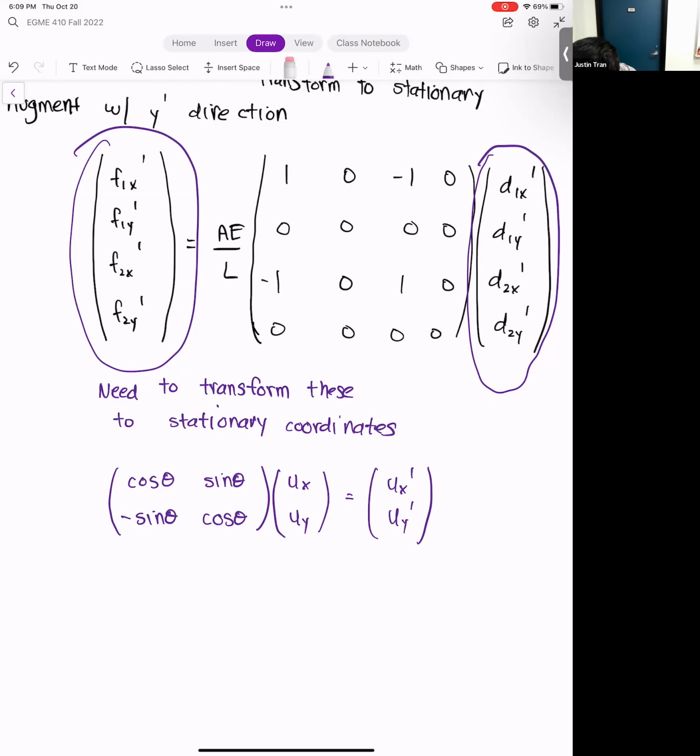What if I replace this? Instead of ux, uy, why don't I replace this with f1x, f1y, and this will become f1x prime, f1y prime.